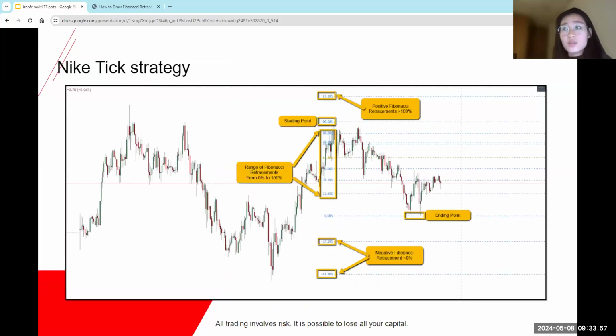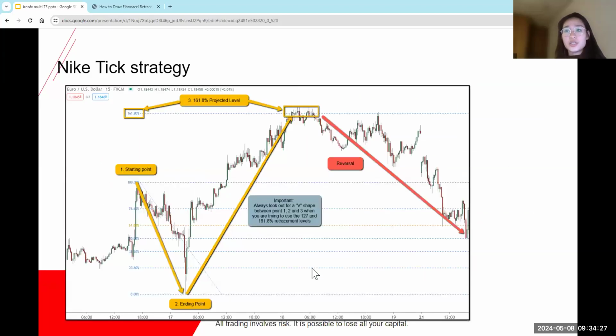Okay, now let's move on to our Nike tick strategy. For our Nike tick, we are using the levels that are greater than 100%, the positive Fibonacci retracements over here. The mid-range is what we use for the Fibonacci retracements that we just went through. And the negatives, which I'm not going to go into today, are our expansions.